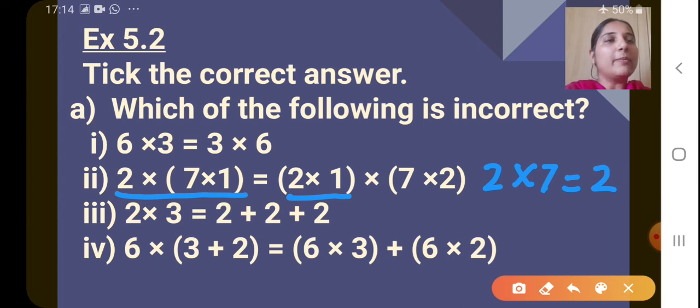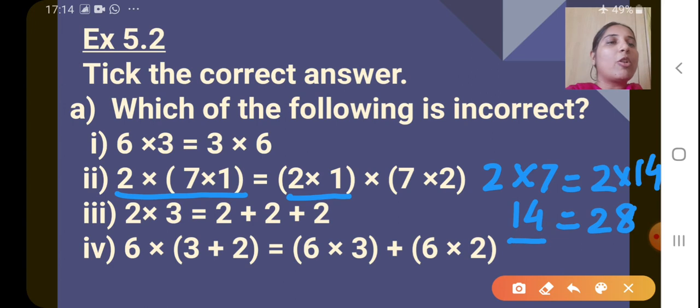2 multiplied by 14. So 2 7s are 14, whereas on the other side we are getting 28. So is it correct, children? No, that is incorrect, because we are not getting equal numbers on both the sides. So this one is incorrect. But let's see the third point as well.